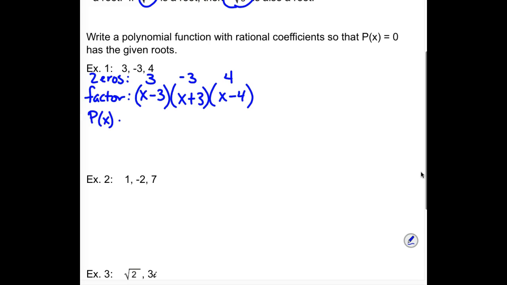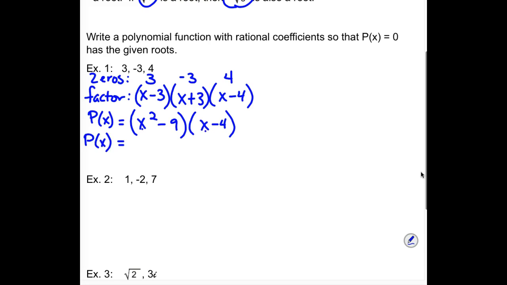So p of x, I'm going to FOIL the first two. Those are conjugates, so the middles are going to drop out. X minus 3 times x plus 3, when we FOIL it out, gets me x squared minus 9. I still have the x minus 4 to multiply in. I'm going to do that as our next step. We are going to be FOILing this out.